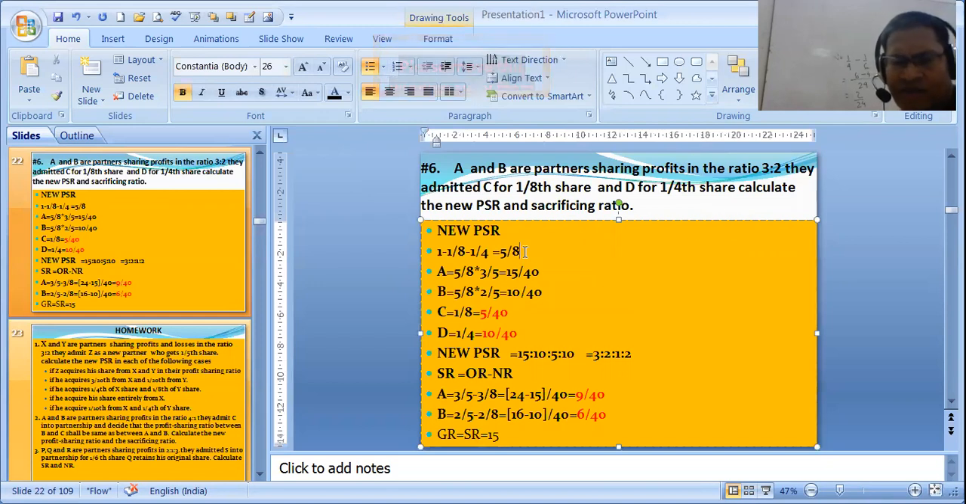That has to be given between A and B. They are sharing in the ratio 3 is to 2. So 3 is to 2, the remaining part of the profit they will be taking. 5 by 8 into 3 by 5, that is 15 by 40. 5 by 8 into 2 by 5, that is 10 by 40.